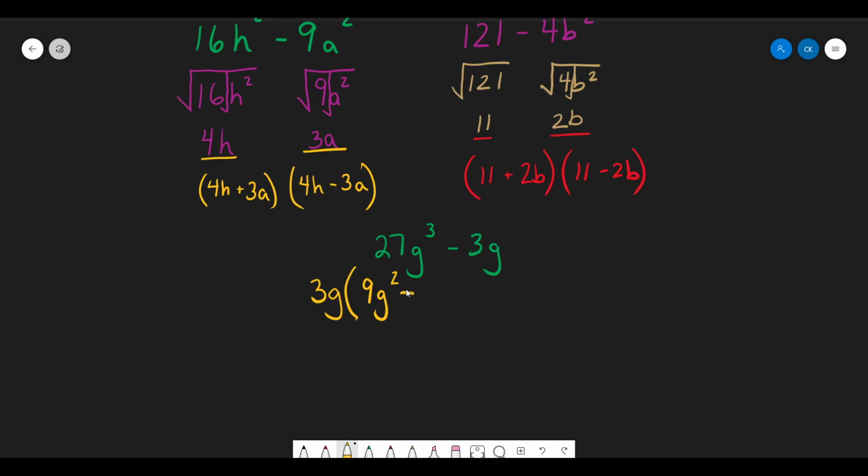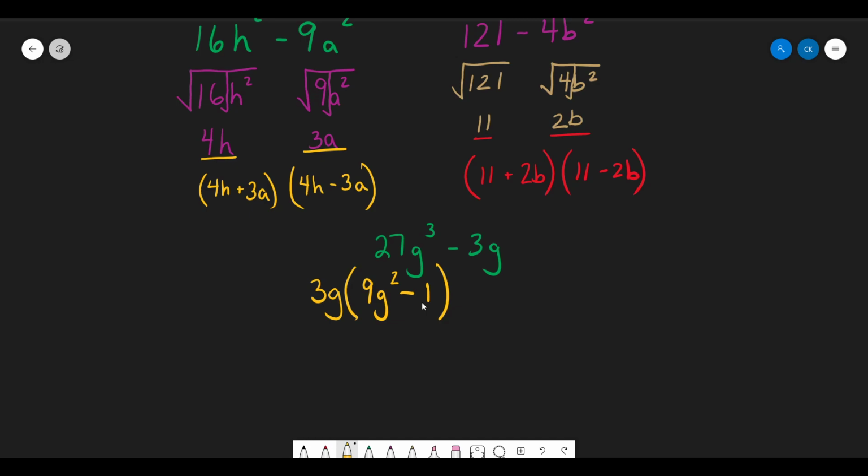Minus 3g divided by 3g, that's going to give me 1. Okay, now normally we would have stopped here. But now we have to look at what's left. Now we have to look at this 9g squared minus 1.